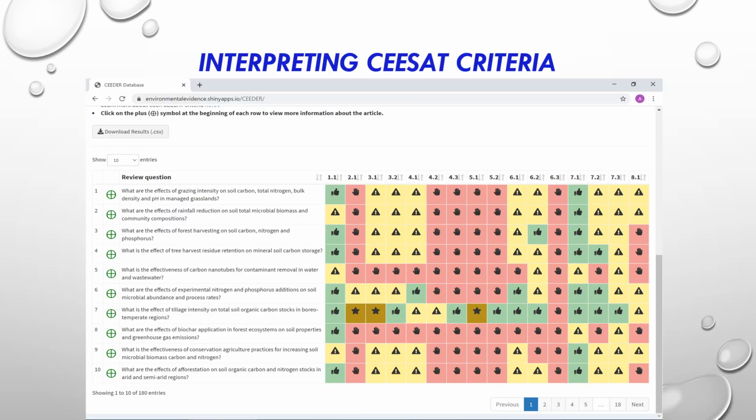So I hope you found this brief introduction useful. The following series of presentations will look more closely at each of the CEESAT criteria, give examples of the differences between ratings, and what risks to reliability are associated with each criterion.